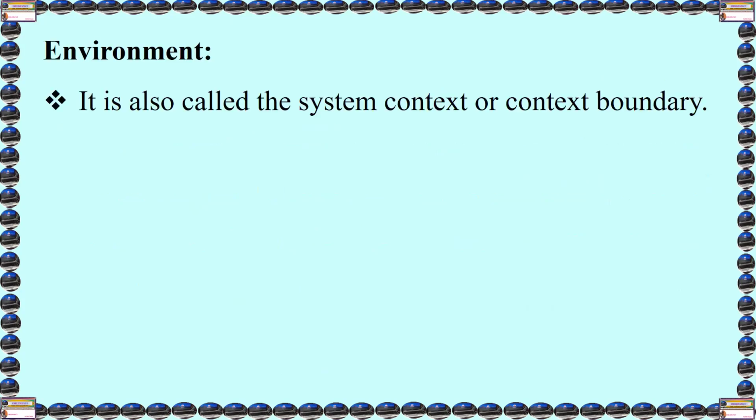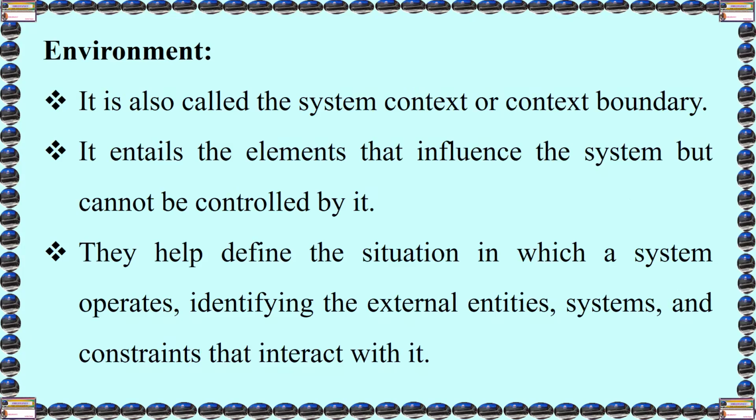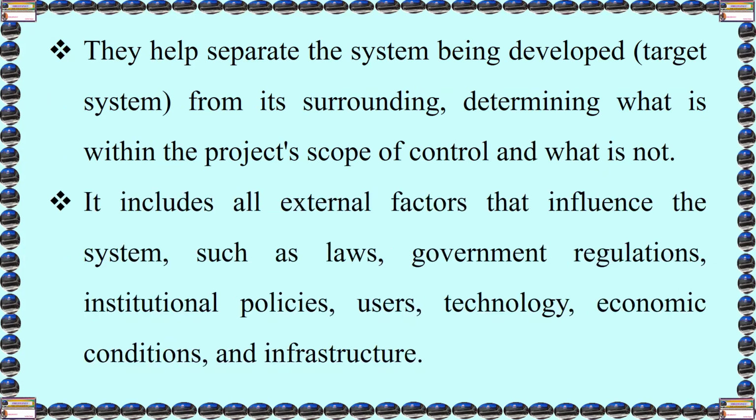Environment. It is also called the system context or context boundary. It entails the elements that influence the system but cannot be controlled by it. They help define the situation in which a system operates, identifying the external entities, systems, and the constraints that interact with it. They help separate the system being developed, that is the target system, from its surrounding, determining what is within the project's scope of control and what is not.